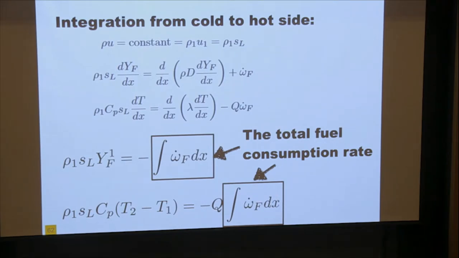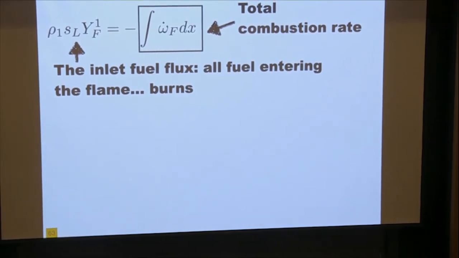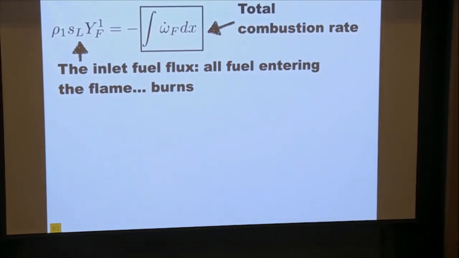Now, this equation is quite useful to understand a little bit what the premixed flame is doing. The first thing you recognize here, if you have done fluid mechanics, is that this is a flow rate. A density multiplied by a speed is a flow rate, and if you multiply it by the fuel mass fraction, this is actually nothing else than the mass flux of fuel per square meter. And obviously, in a steady flame, it must be equal to everything which burns in the flame, because this is in the reference frame of the flame. Everything entering the flame has to disappear in the flame.